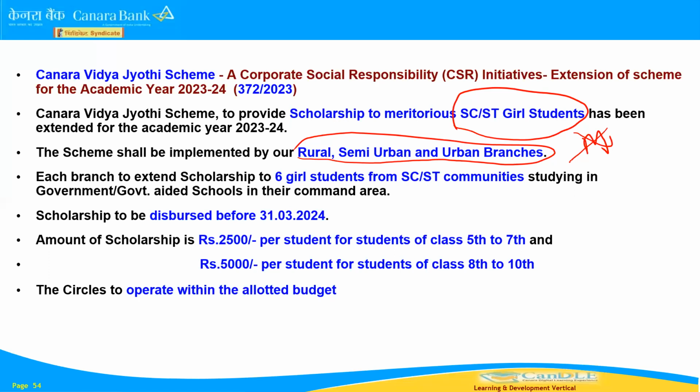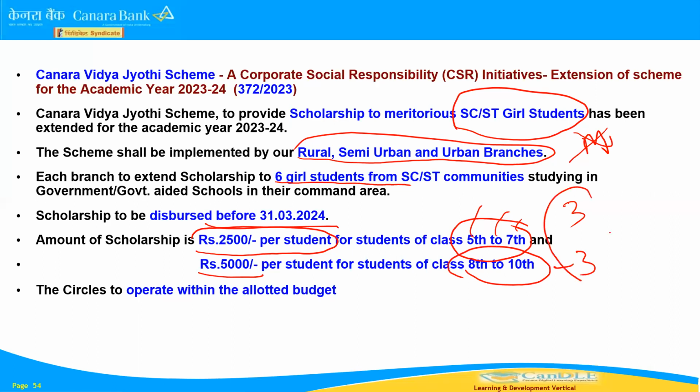SC/ST girl students only. How many girl students? 6 girl students. Which class? This is disbursed before 31st March, you have to do it. How much will they get? 2,500 per student. Which class? Class 5 to class 7. How much is that? 5, 6, 7, that is 3 students. 5,000 rupees for 8th to 10th. That is 3 more, so it becomes 6. 6 people will be rewarded. Okay, 6 girl students.